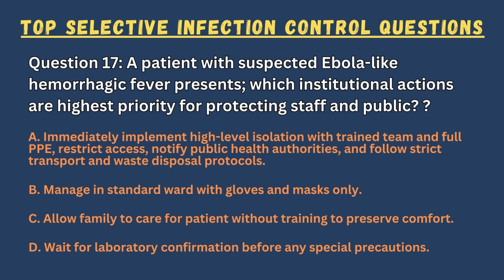Question 17. A patient with suspected Ebola-like hemorrhagic fever presents. Which institutional actions are highest priority for protecting staff and public? A. Immediately implement high-level isolation with trained team and full PPE. Restrict access, notify public health authorities, and follow strict transport and waste disposal protocols. B. Manage in standard ward with gloves and masks only. C. Allow family to care for patient without training to preserve comfort. D. Wait for laboratory confirmation before any special precautions.